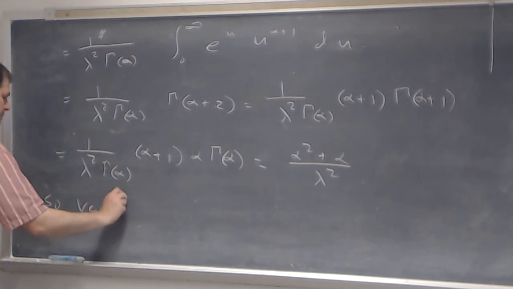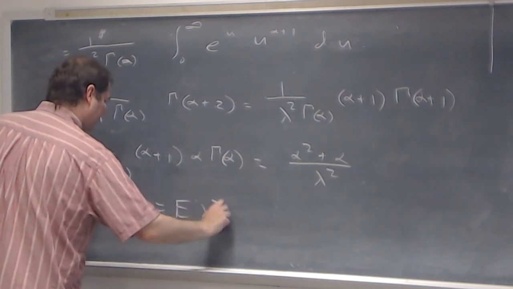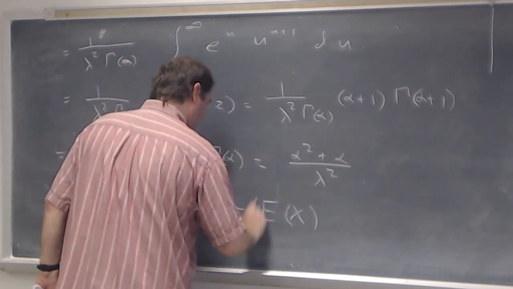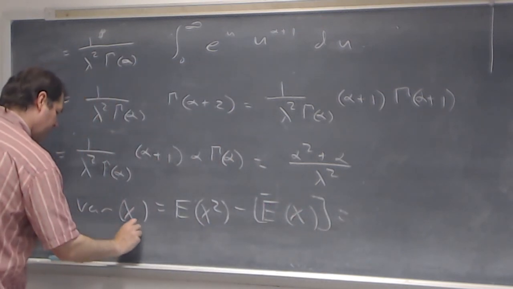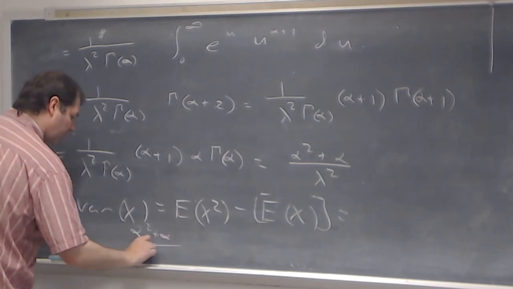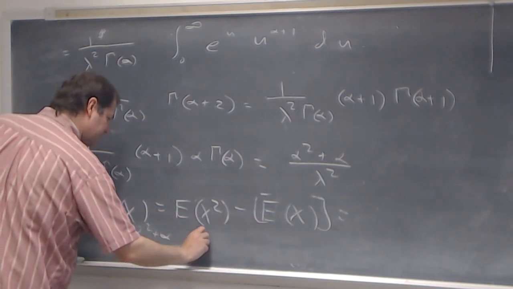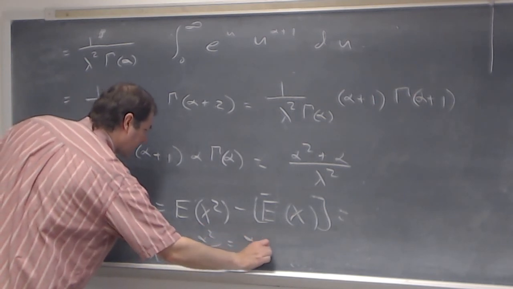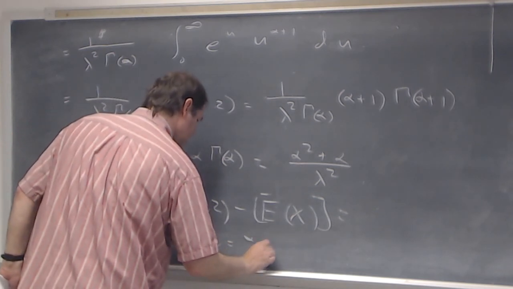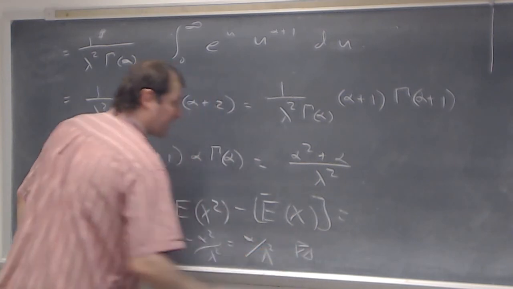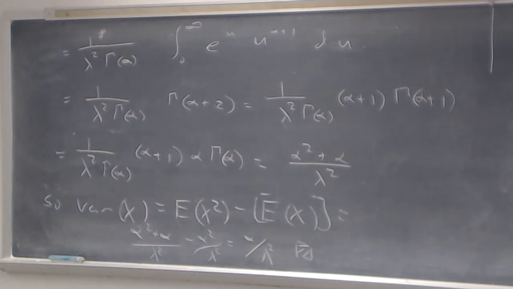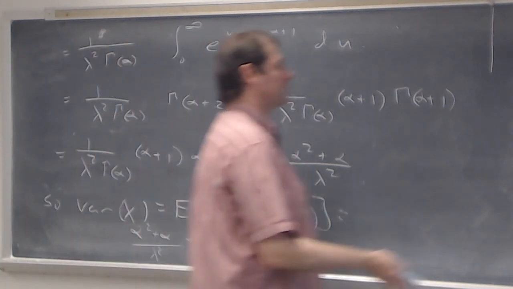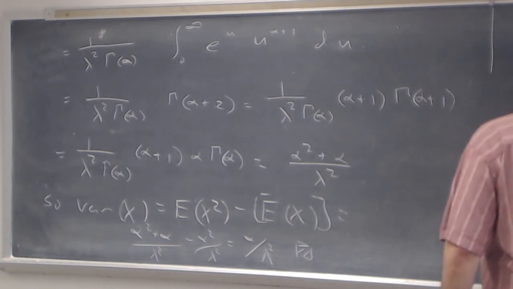So the variance of x, which equals the expected value of x squared minus the expected value of x, quantity squared, is equal to alpha squared plus alpha over lambda squared. Remember, the expected value of x is alpha over lambda, so it's minus alpha squared over lambda squared. And so we get alpha over lambda squared, and that's what we predicted. So that's the proof of what the variance is for a gamma random variable.